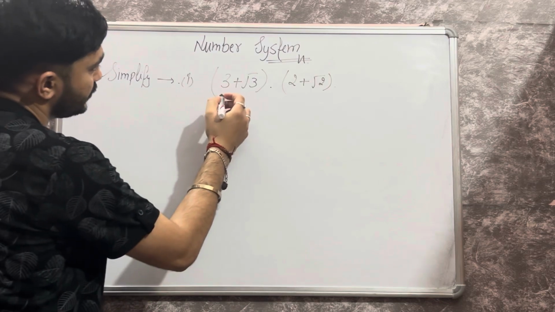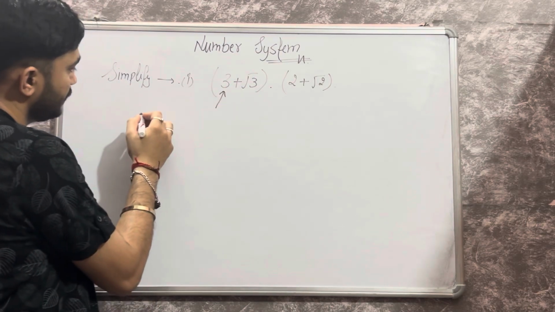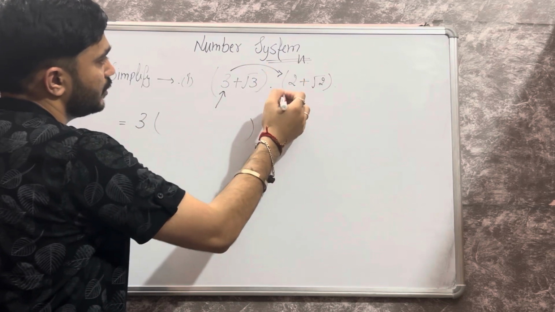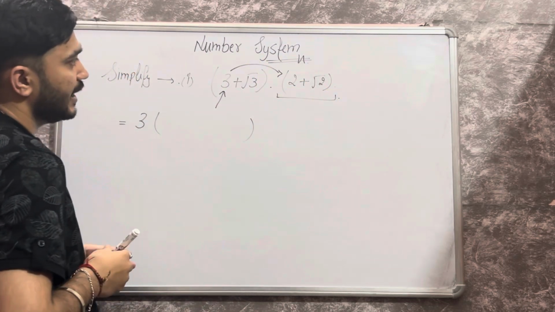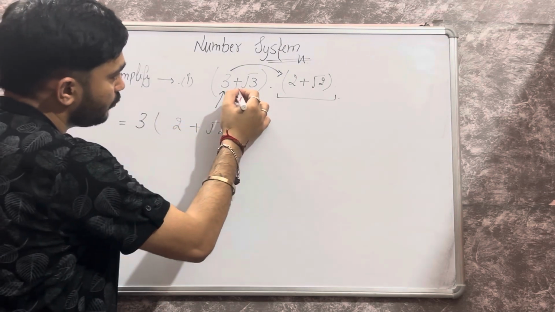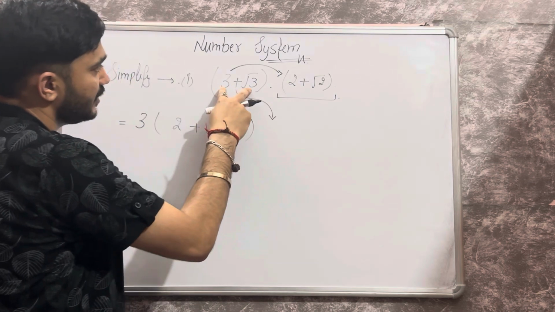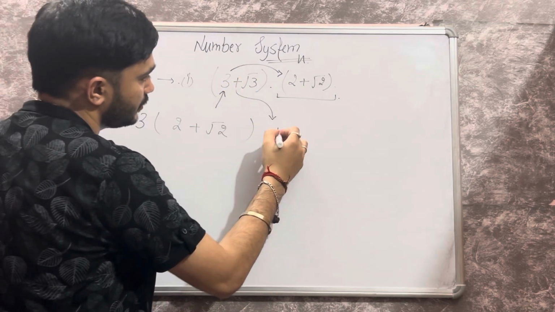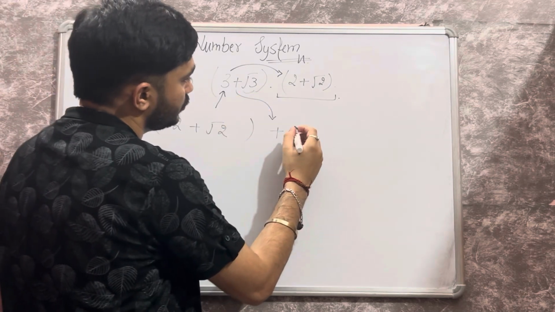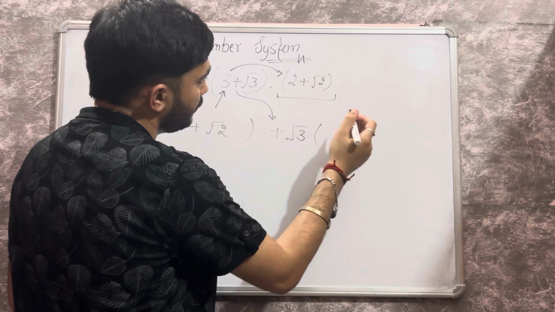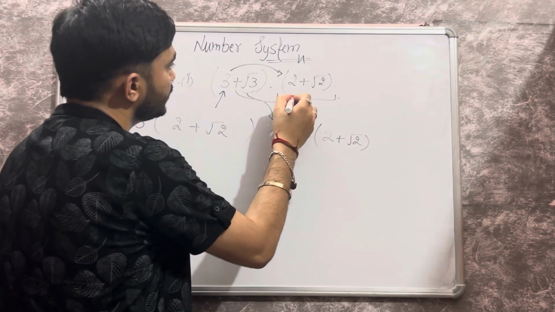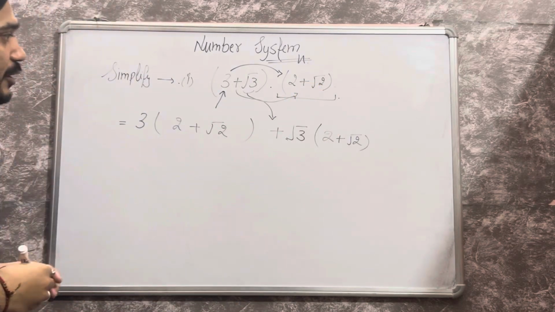Firstly, take the first number of this bracket, that is under root 3. You are going to multiply this under root 3 with this whole bracket, and you will get 2 plus under root 2. Then you have to write the sign that is present in between the first bracket, that is plus. Then write the second term, that is under root 3, and in bracket you are going to write the second bracket again, because this number is going to be multiplied with this bracket also.